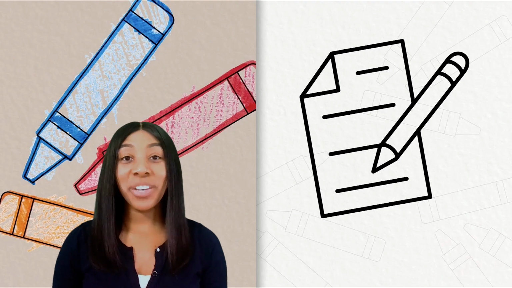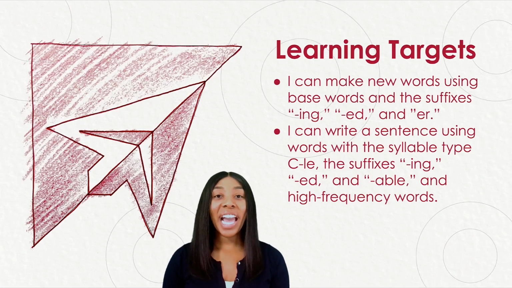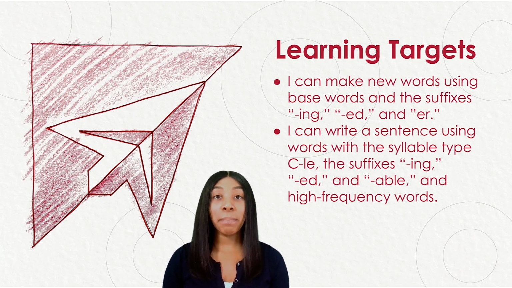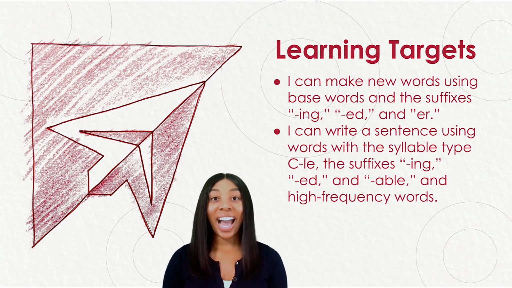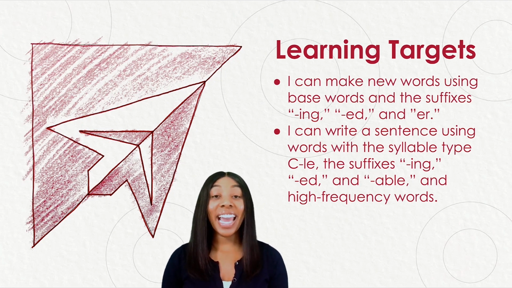Materials. You will need a paper and pencil for this lesson. Ready? We have 2 learning targets for today. Please follow along with me as I read. The first learning target is, I can make new words using base words and the suffixes ing, ed, and er. Our second learning target is, I can write a sentence using words with the syllable type consonant LE, the suffixes ing, ed, and able, and high frequency words.